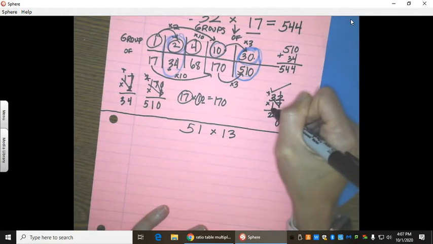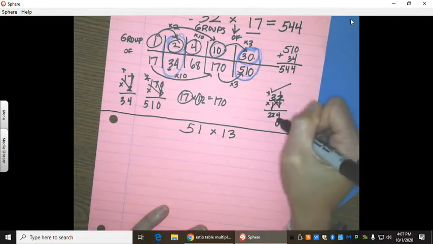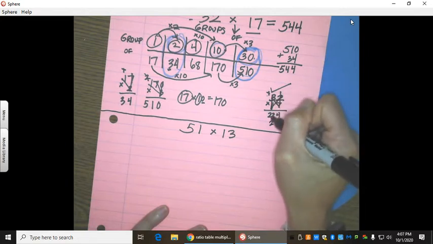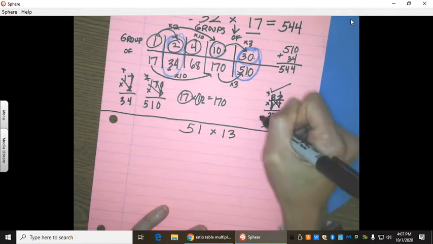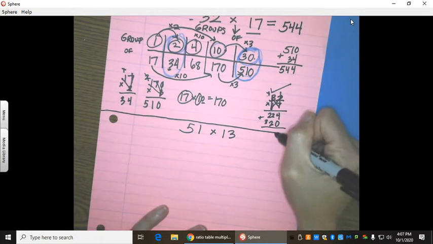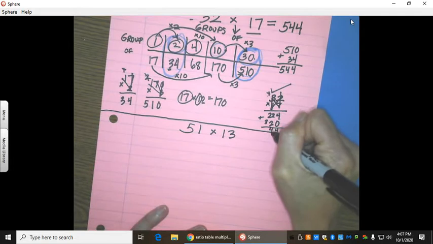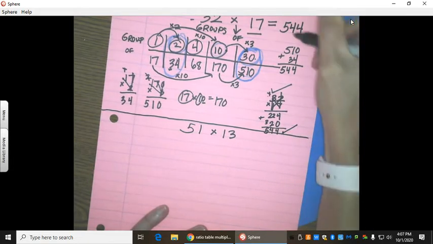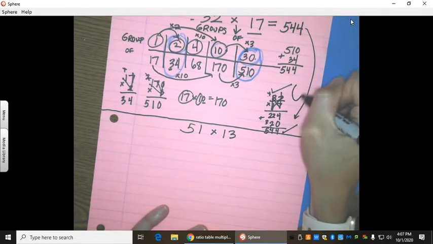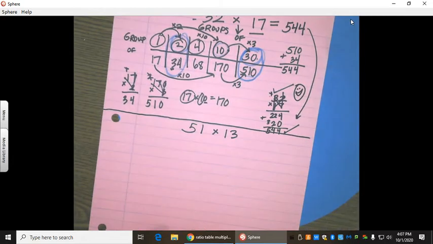They put a placeholder 0. Now I can call this a 1. 1 times 2 is 2. 1 times 3 is 3. Okay, I've got both of my partial products. I'm going to add them up. I get a 4. I get a 4. I get a 5. Yes! My answer matches, so that's when I can really celebrate. Okay?